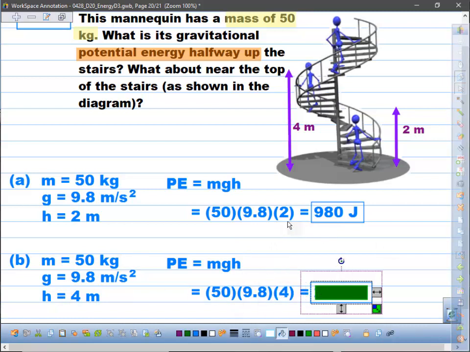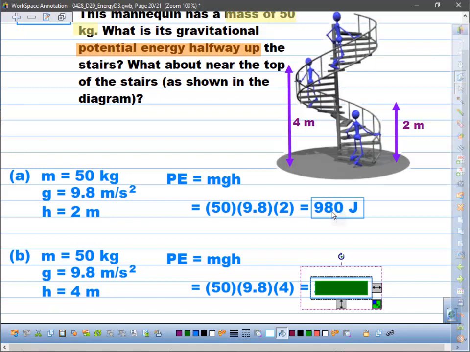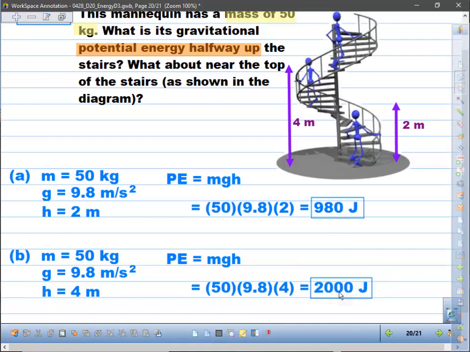Well, let's see. Since the mannequin walked up twice as high, it was 2 meters here, now 4 meters, probably going to have about twice as much work or twice as much potential energy. So when we multiply this together, we get 2,000 joules, which is twice of 980 joules.